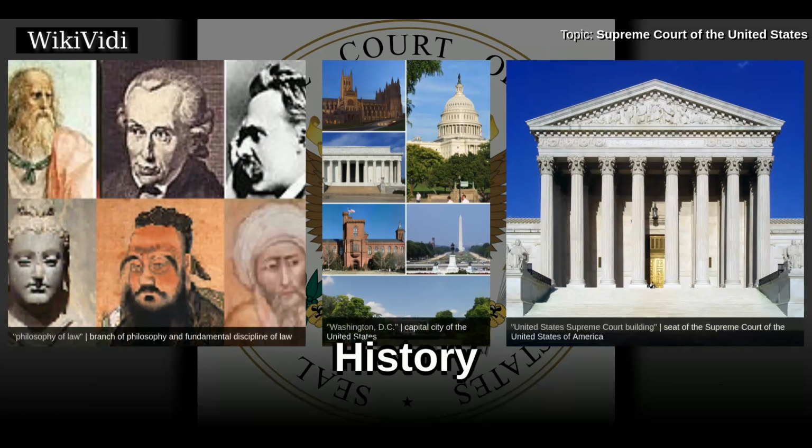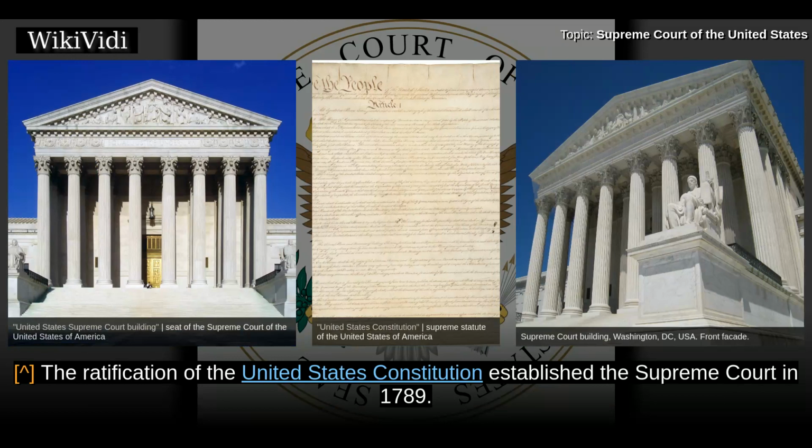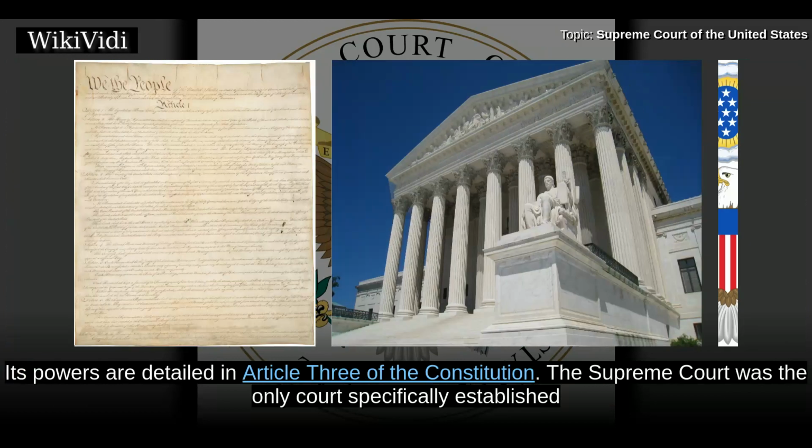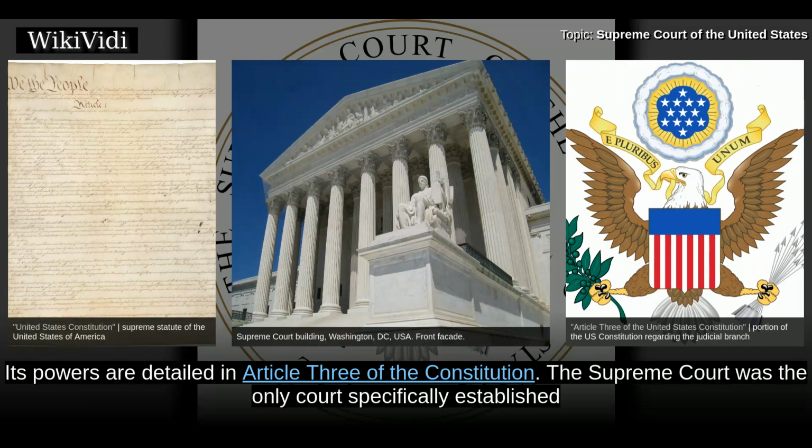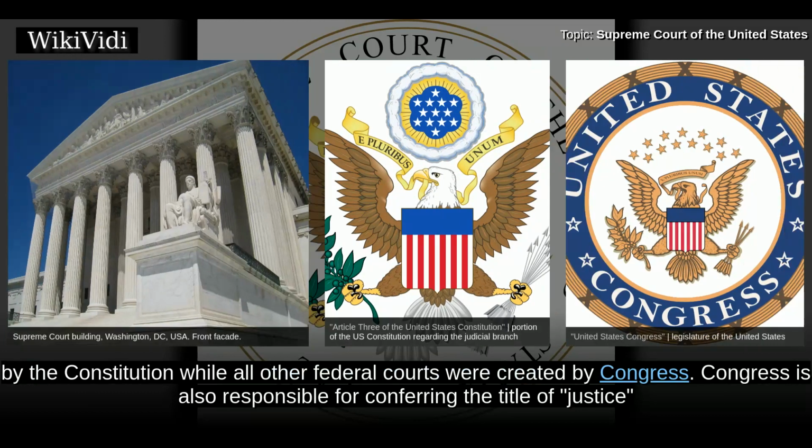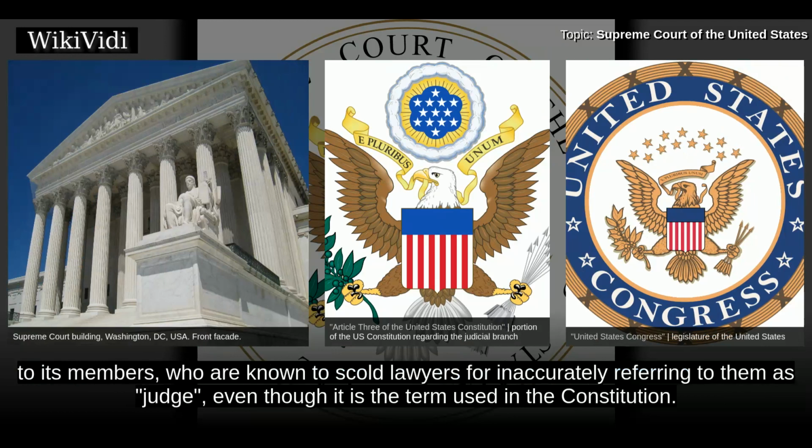History. The ratification of the United States Constitution established the Supreme Court in 1789. Its powers are detailed in Article 3 of the Constitution. The Supreme Court was the only court specifically established by the Constitution, while all other federal courts were created by Congress. Congress is also responsible for conferring the title of Justice to its members, who are known to scold lawyers for inaccurately referring to them as Judge, even though it is the term used in the Constitution.